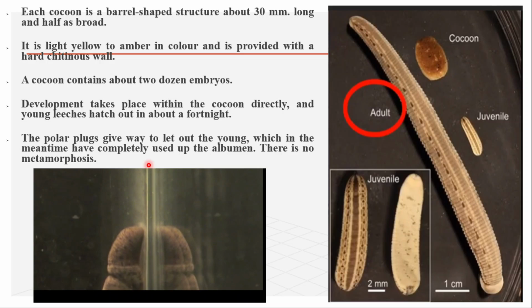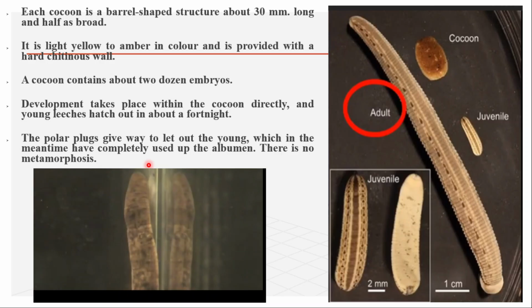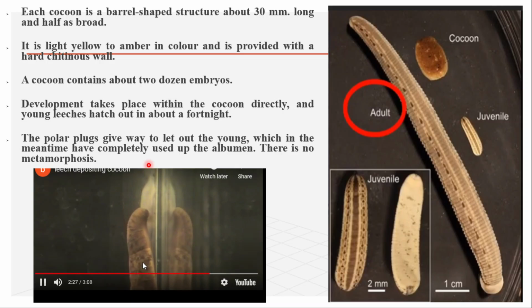Slowly, after separating from the girdle, the cattle leech moves away and the girdle or cocoon becomes dark brown in color, and through the 15 days of incubation it stores the mature eggs in which the embryos and juveniles develop. After the complete fortnight, the cocoon gets dark brown in color, as you see here in the video.